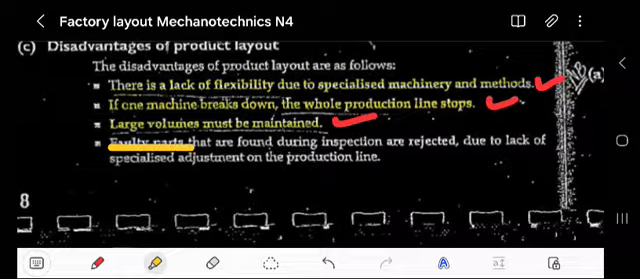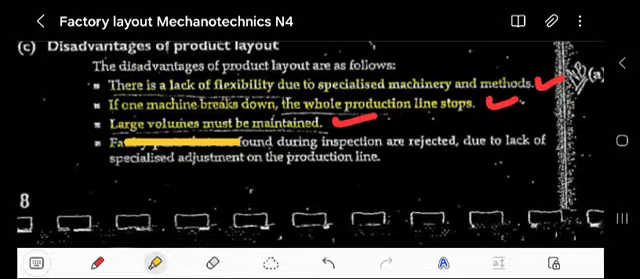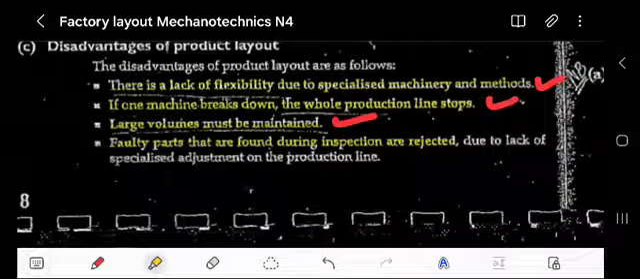Faulty parts that are found during the inspection are rejected, is what I've said. I've talked about this. On the inspection part, we are checking that things are manufactured according to precision, that they're accurate. If we find them not accurate, we sell them at a lower price because we have some errors there.